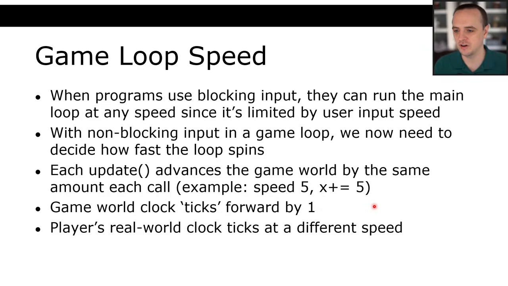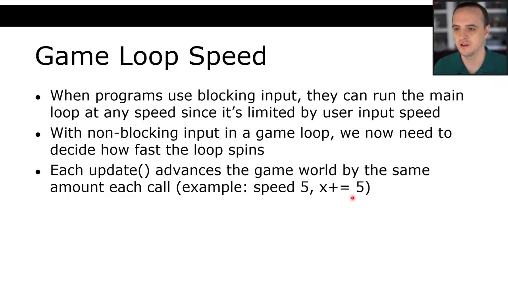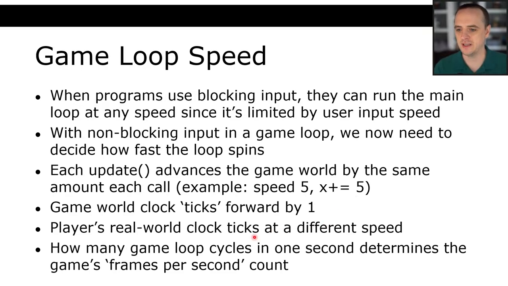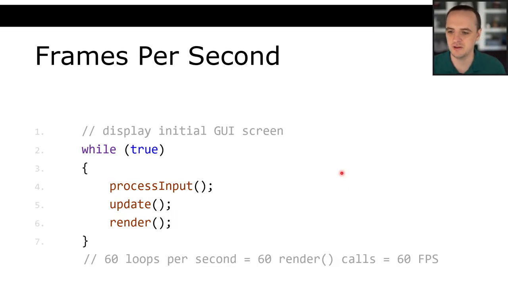The difference here being that we have to somehow marry the ideas of the user in the real world, like us playing the game. We are advancing through the universe at some speed, and that has to be reasonable with respect to how the game world advances, right? So how many game loop cycles in 1 second determines the game's frames per second count, right? So what did I mean by all that?